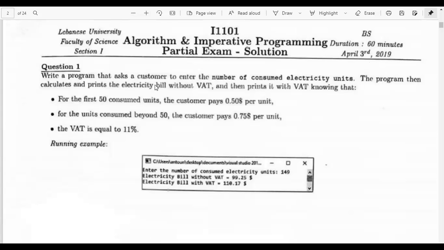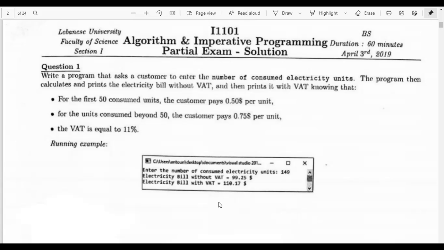Write a program that asks a customer to enter the number of consumed electricity units, then calculate and print the electricity bill without VAT, and then print it with VAT, knowing that for the first 50 consumed units, the customer pays $0.5 per unit. For the units consumed beyond 50, the customer pays $0.75 per unit, and the VAT is equal to 11%. And the output of the program should look like this exactly.